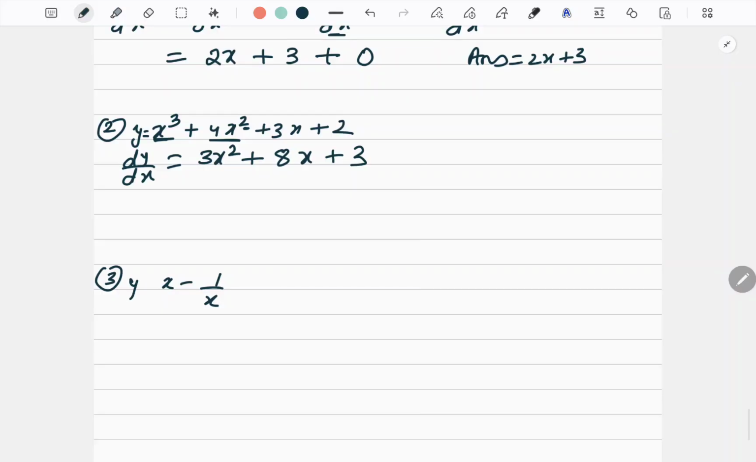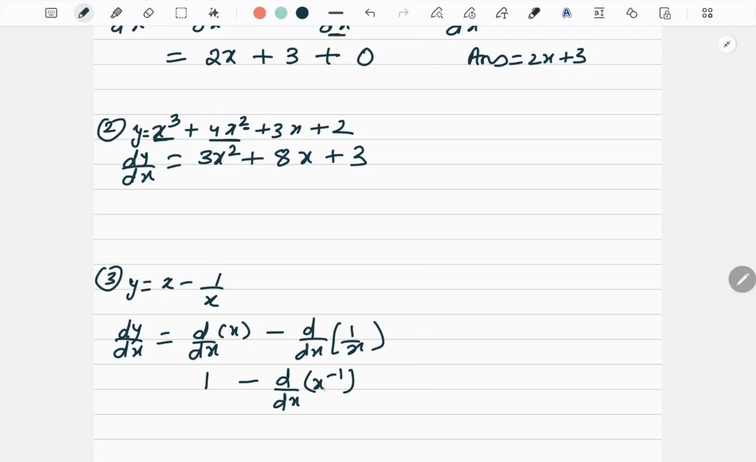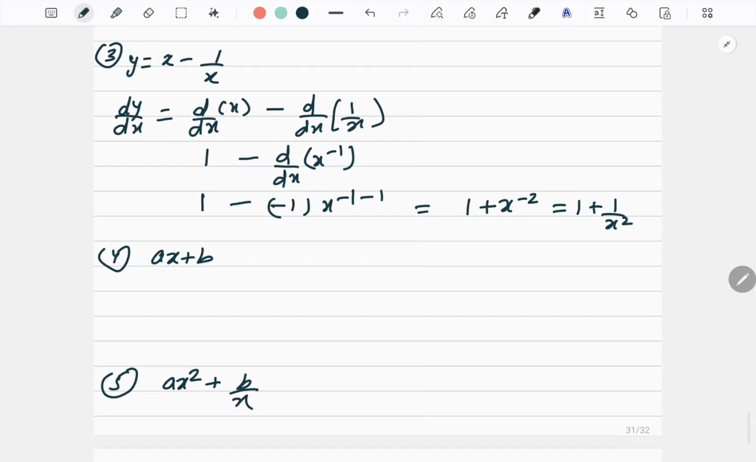Now look at this one. If y is equal to this, I can write that dy by dx is equal to d by dx of x minus d by dx of 1 by x. So this will become d by dx of x, which is 1, minus d by dx of x to the power minus 1. So 1 minus minus 1 x to the power minus 1 minus 1. So this becomes 1 plus x to the power minus 2, so 1 plus 1 by x square. Easy? So this is how you have to do the question. Now suppose y is equal to ax plus b. So what is dy by dx?